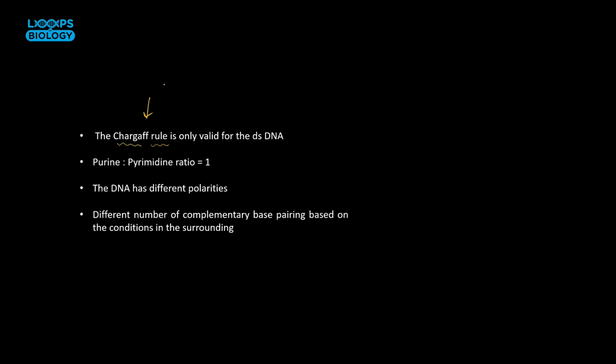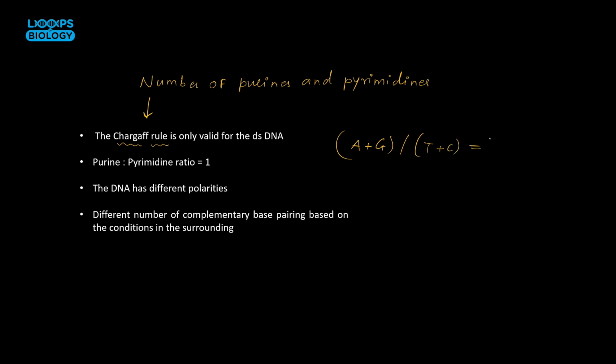So Chargaff's rule is basically giving the number of purines and pyrimidines. It states that the purine to pyrimidine ratio is always 1. That means A plus G upon T plus C is always going to be 1. That means A plus G is always equal to T plus C. This was the note on Chargaff's rule. The DNA has different polarity.